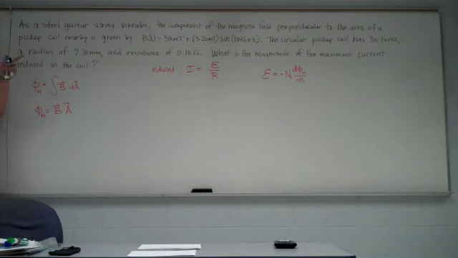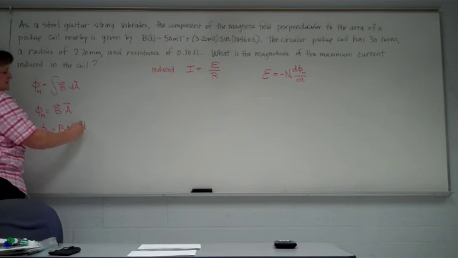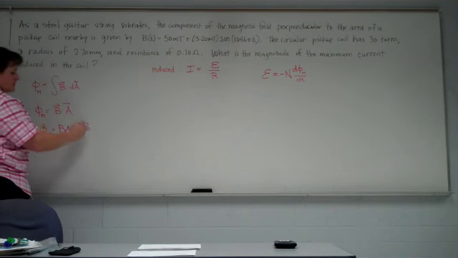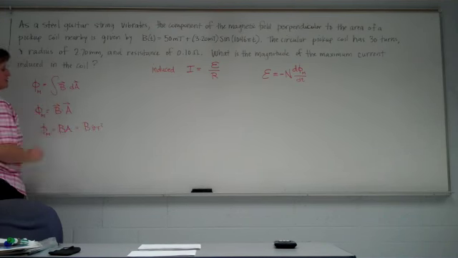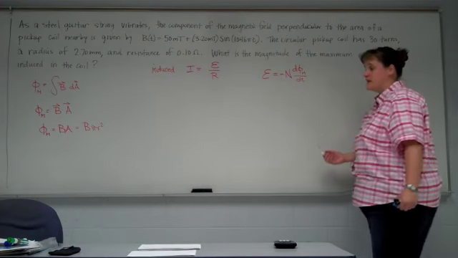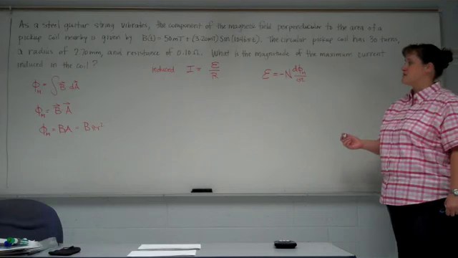Now we're also told that this magnetic field equation describes the magnetic field perpendicular to the area. So it's only given us the component of the magnetic field that's passing through the area. So our flux will be simply B times A. And since this is a circular pickup coil, we know the area is pi r squared. We know the radius. So our magnetic flux will be equal to B times pi times r squared.